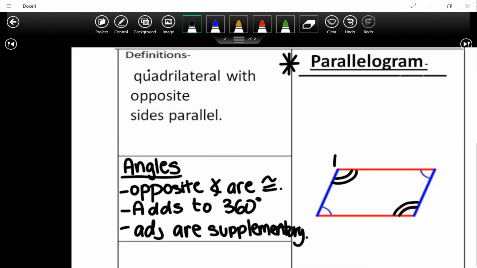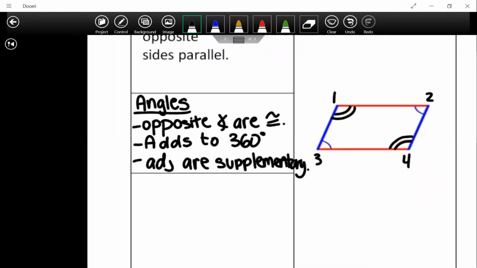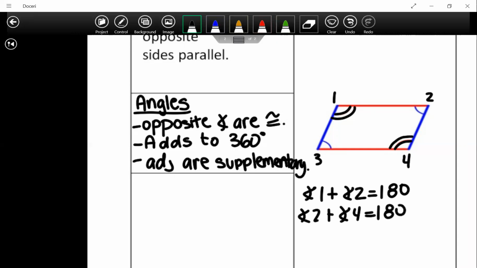And I'm going to label this 1, 2, 3, and 4. Angle 1 plus angle 2 will equal 180. Angles 2 plus 4 will equal 180. Angles 3 and 4 will equal 180. And 1 and 3.